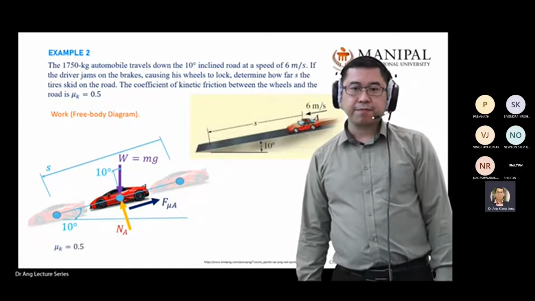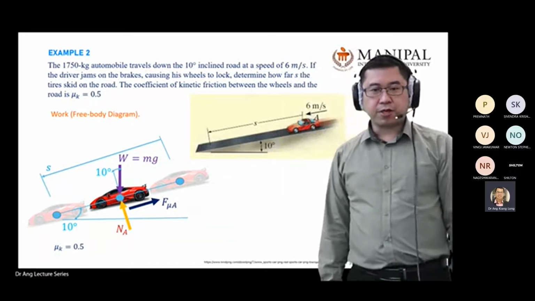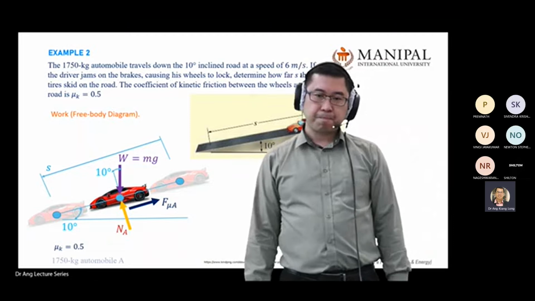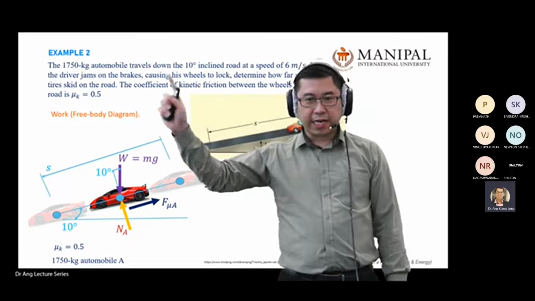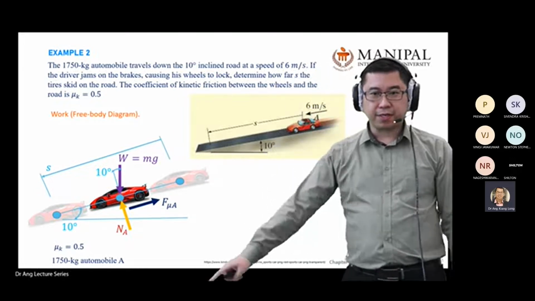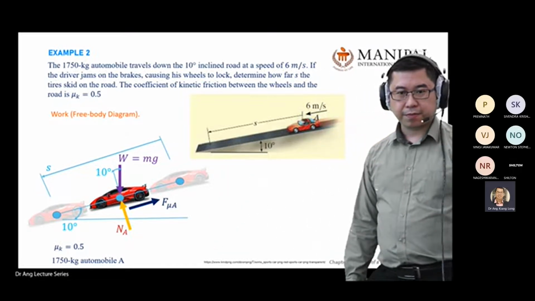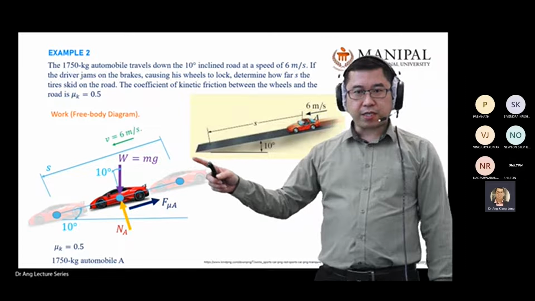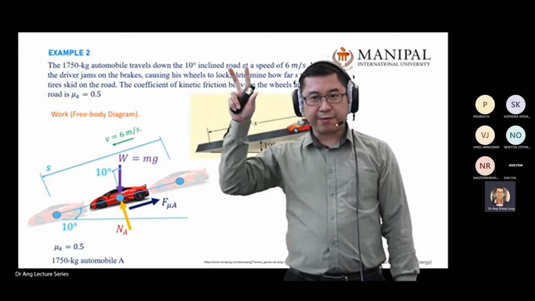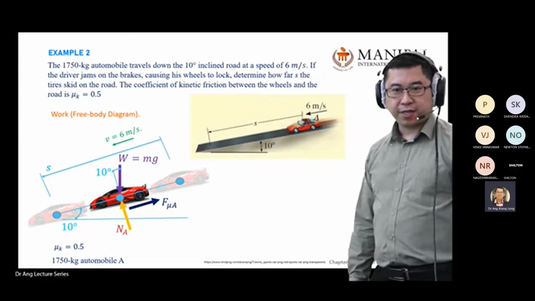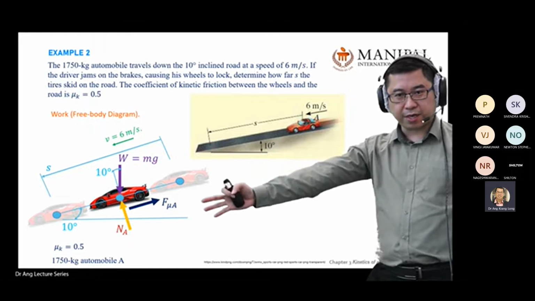What else? Mu, the friction coefficient, is given. Mass is given. V is given. I try to clear my board over here, so I just pull all the information here and focus on my diagram, so that I have more space to use. Any questions on the free body diagram? Anything that you don't understand or don't know how to draw?